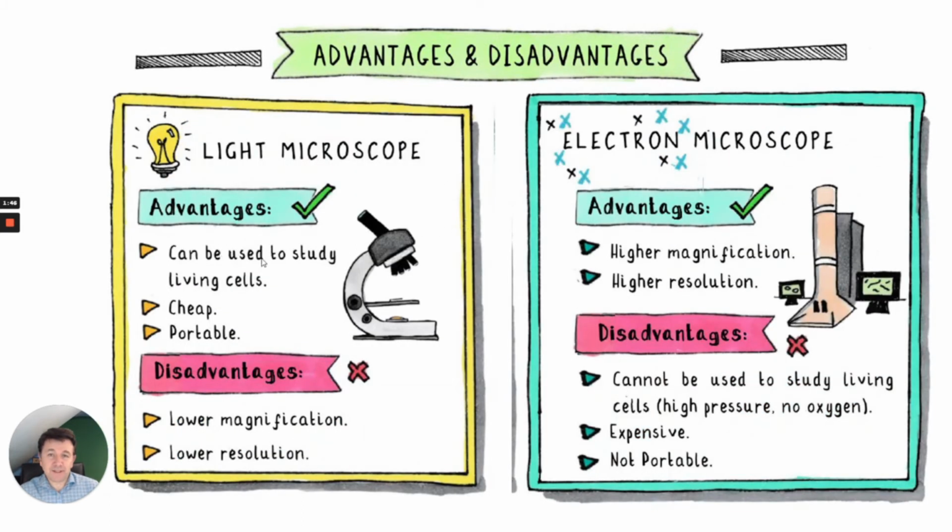You'll need to know about the advantages and disadvantages of both. An advantage of a light microscope is they can be used to study living cells. They are very cheap and they're portable, but they have lower magnification and lower resolution. Whereas electron microscopes have higher magnification and higher resolution. However, you cannot study living cells due to the no oxygen and high pressure in the tube. They're very expensive, they're not portable, and you need a lot of training and a lot of skill to use one, whereas in a light microscope you can learn the skills very easily.